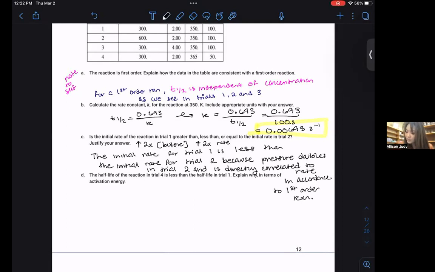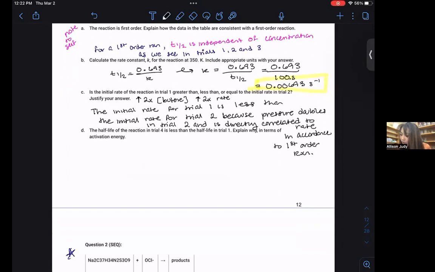Sorry, that went over. So D, the half-life of the reaction in trial 4 is less than the half-life in trial 1. Explain why in terms of energy. So why do we see the opposite happen? Why are we seeing the sudden change in our data that we go from half-life 100 to half-life 50 between trials 1 and 4? So what we see here is that obviously something about the mechanism of the actual decomposition is changing.